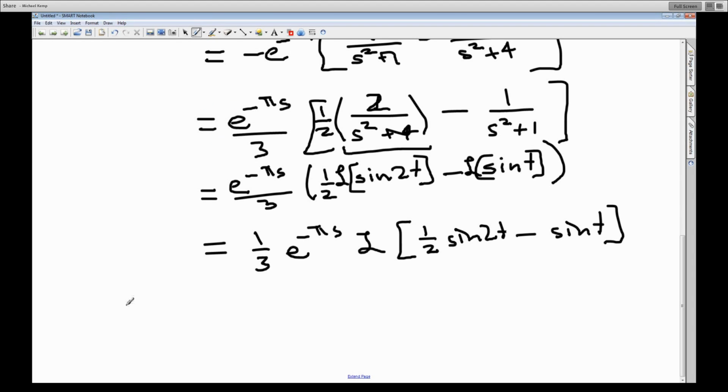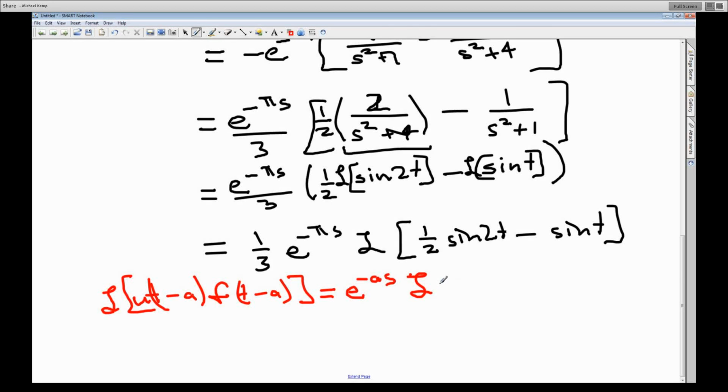So if you've got the Laplace transform of u(t minus a) f(t minus a), that's equal to e to the minus as times the Laplace transform of f at s. So that's what it pretty much says.